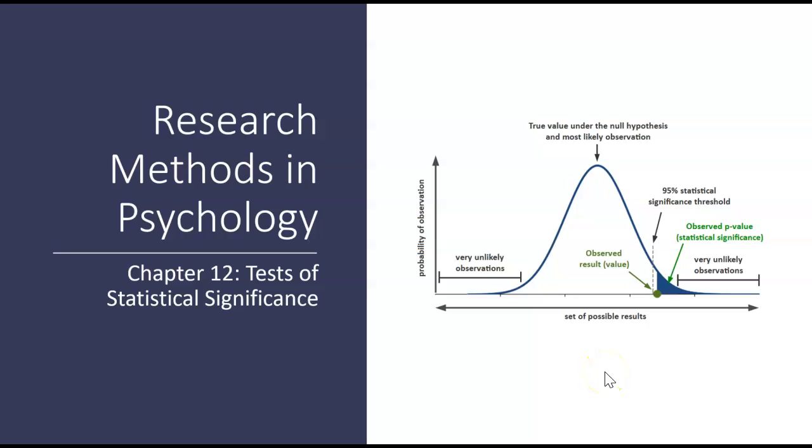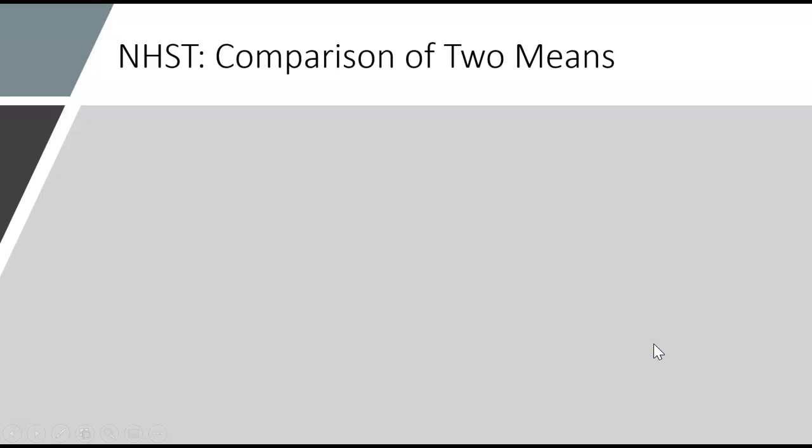This video is part 2 of Chapter 12, Tests of Statistical Significance for Research Methods in the Psychological Sciences, PSY 222. In part 1, I was talking to you about null hypothesis statistical testing, significance testing, sorry.